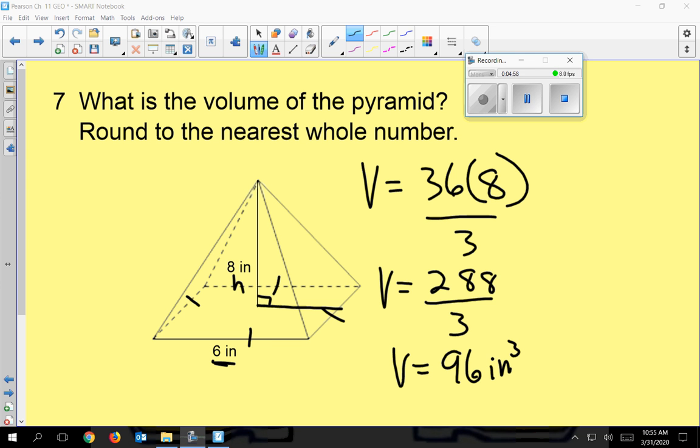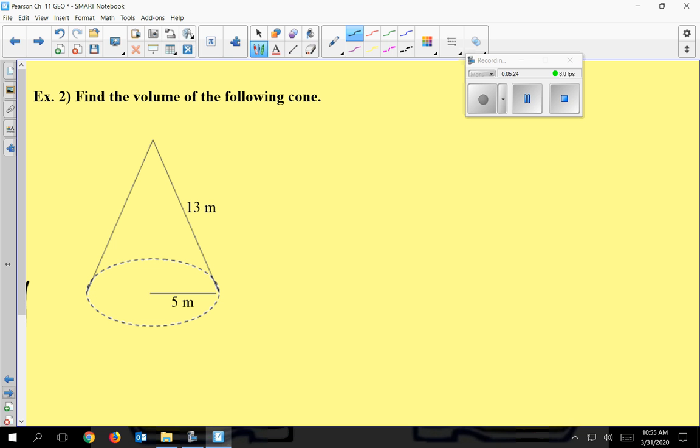Okay, so there you go, and check your work. These shouldn't be that tough, but it's a little bit different formula now. Multiplying by 1/3 really means I can divide by 3 also. And I got 96 inches cubed. Okay. All right, so then we go to a cone here, and we're not being nice to you, okay?